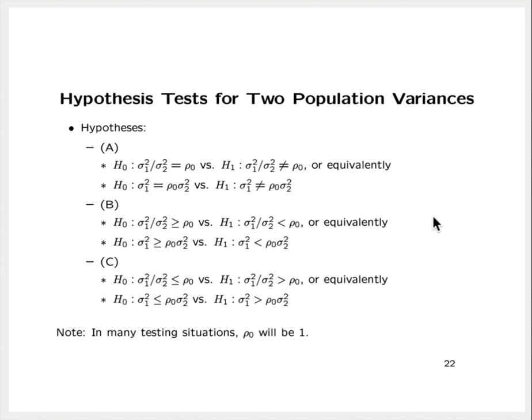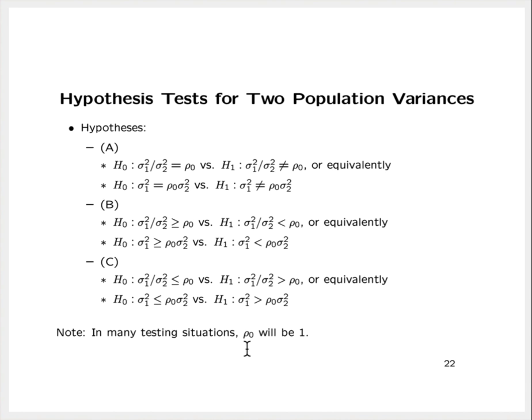Let me just say that in many hypothesis testing situations, the value for rho sub 0, the hypothesized value for the ratio of the population variances, will be 1. But it doesn't have to be 1. Just keep in mind that you need to base the value that you use for rho sub 0 on the problem at hand.